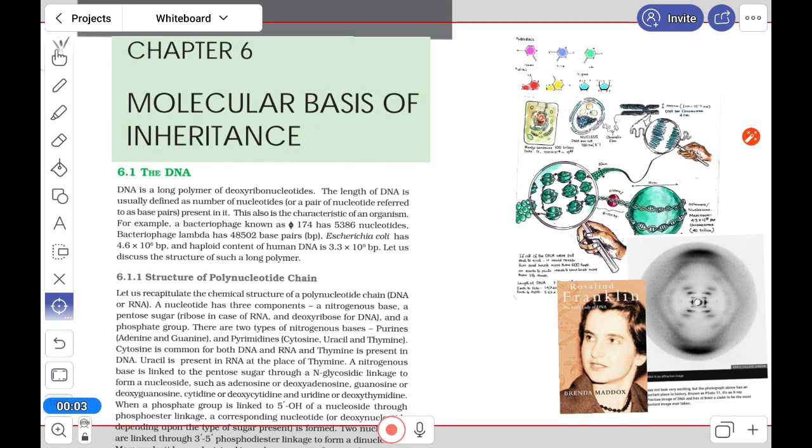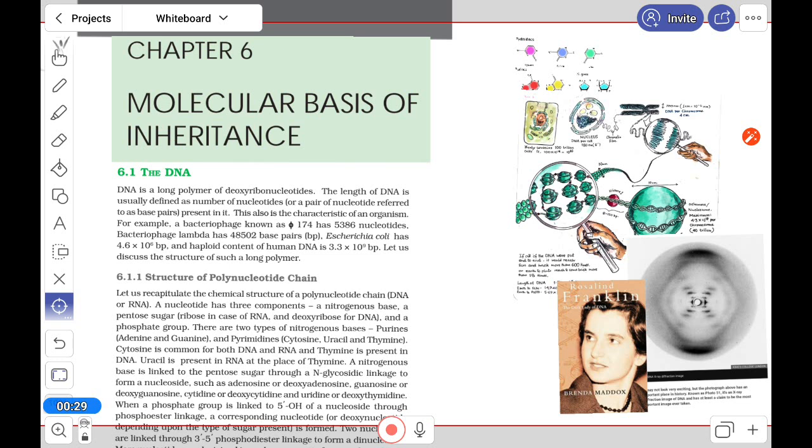Welcome to BioClass. Today we are going to start a new chapter, chapter 6, molecular basis of inheritance. It means molecular biology. Here we have to know about the details of the DNA, the RNA world, its replication, its transcription, the genetic code, translation, and even the Human Genome Project and DNA fingerprinting, all these things.